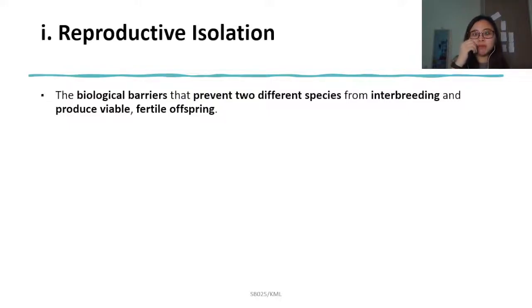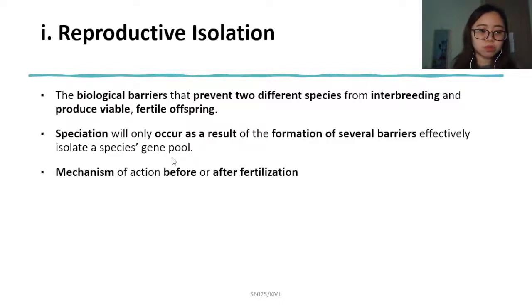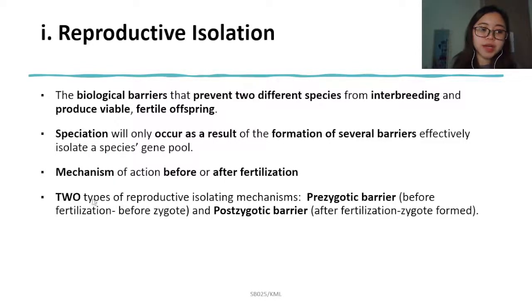So ini kita boleh nampak dalam Allopatric dan Sympatric speciation juga. Apa yang menyebabkan dua populasi itu terpisah dan kemudian menjadi spesies? The speciation will only occur as a result of the formation of several barriers effectively isolating a species gene pool. It is a mechanism of action before or after fertilization. And therefore, there are two types of reproductive isolating mechanisms. There are prezygotic barriers, which are before fertilization, and postzygotic barriers, which is after fertilization.